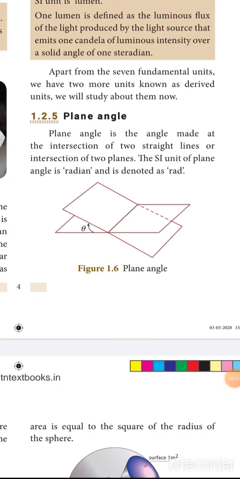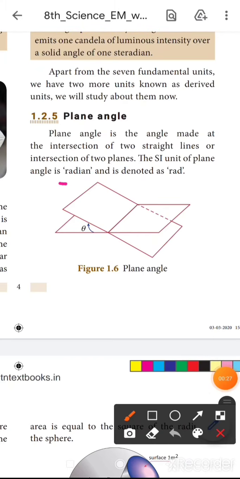Next, plane angle. Plane angle is the angle made at the intersection of two straight lines or intersection of two planes. The two planes meeting at one point, that is the intersection, make an angle, that is the plane angle. The SI unit of plane angle is radian. Underline the word radian. It is denoted rad, R-A-D, rad. Okay, this is plane angle.